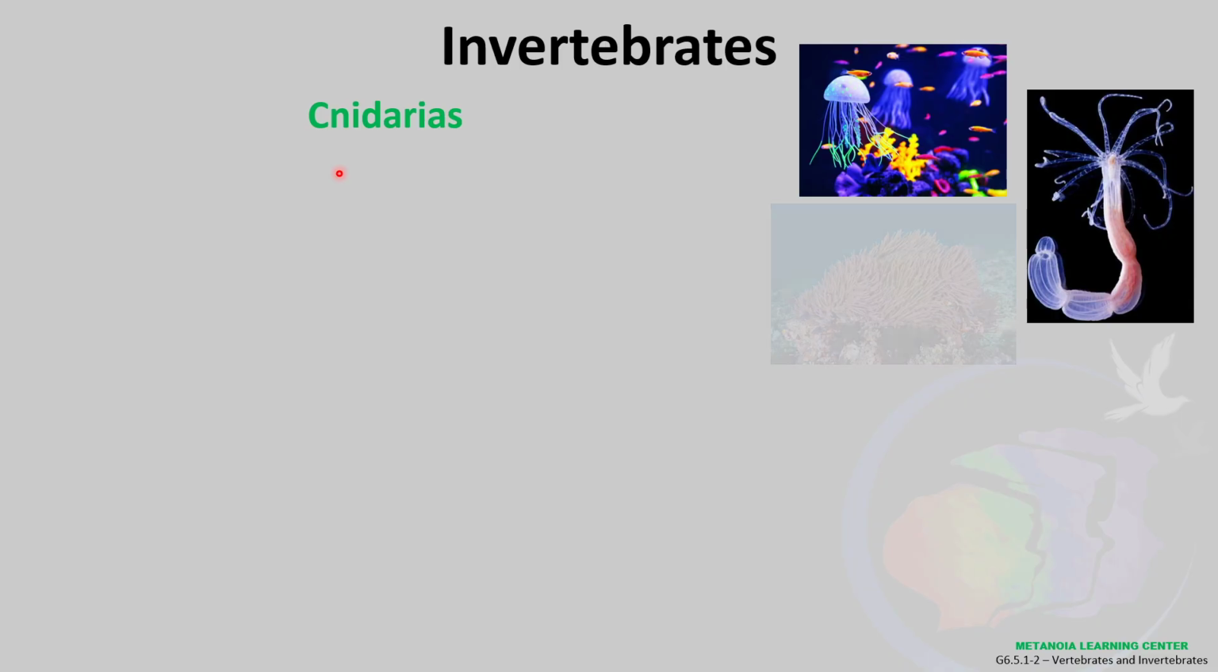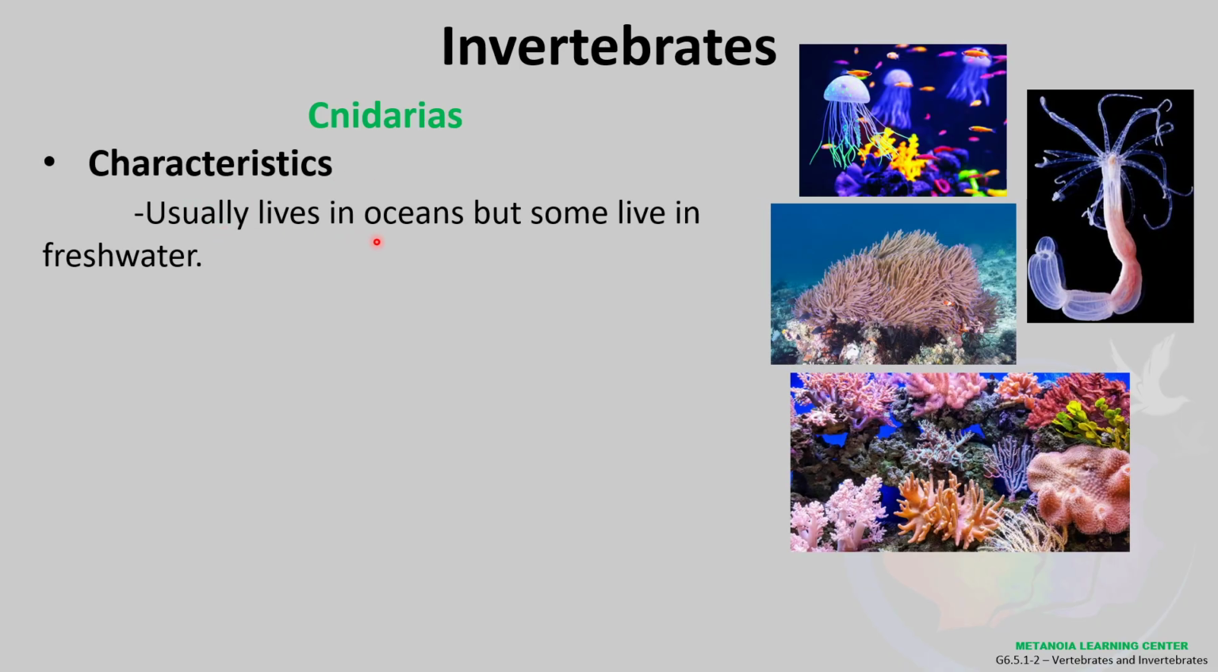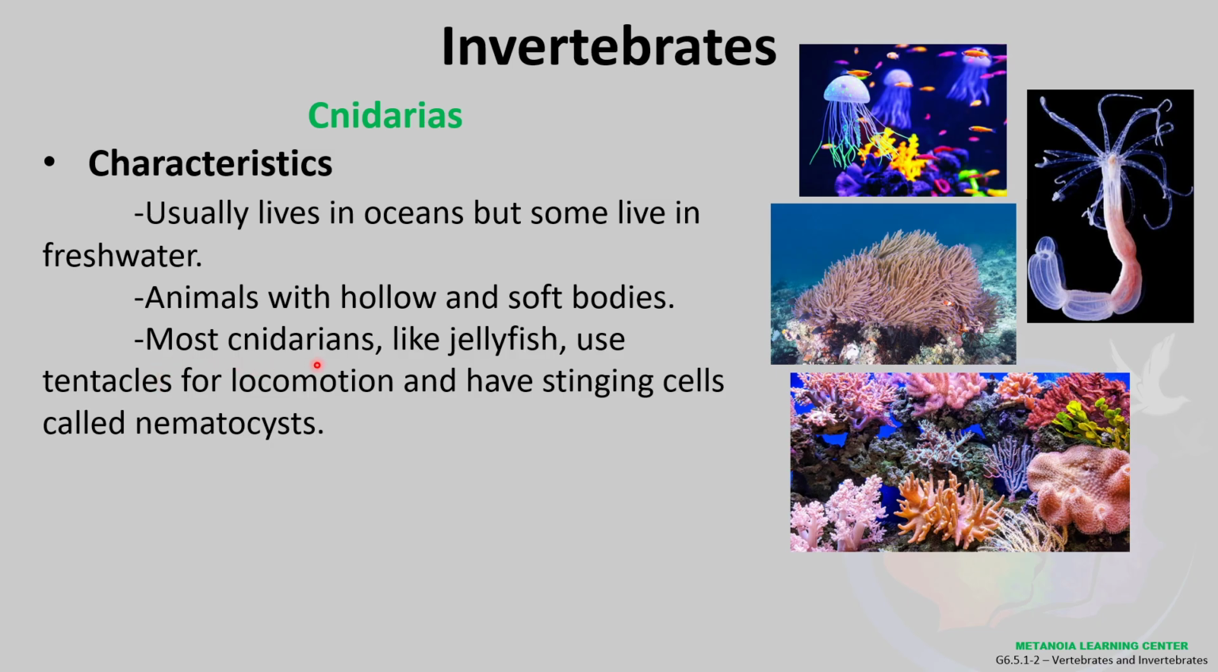Okay. Cnidarias. Characteristics: usually live in oceans, but some live in fresh water. Animals with hollow and soft bodies. Most cnidarians, like jellyfish, use tentacles for locomotion and have stinging cells called nematocysts.